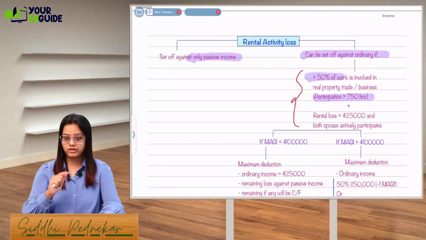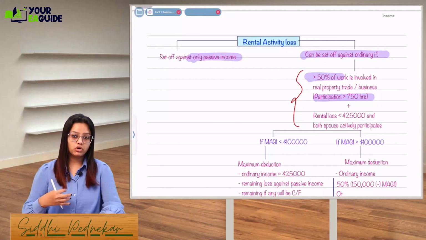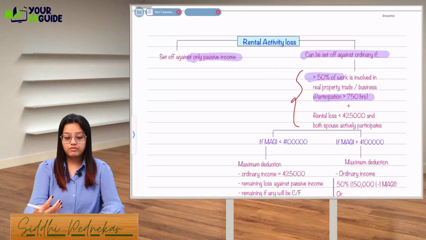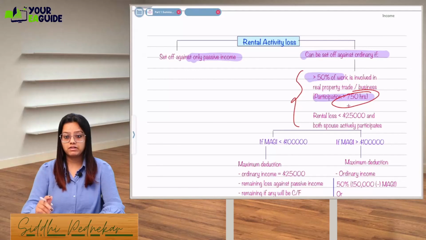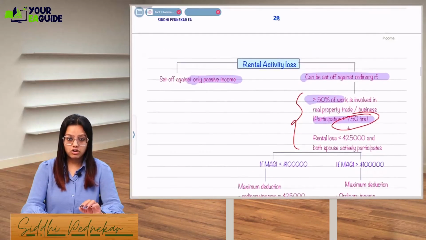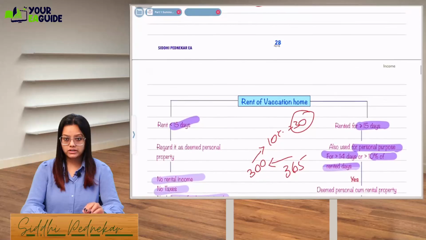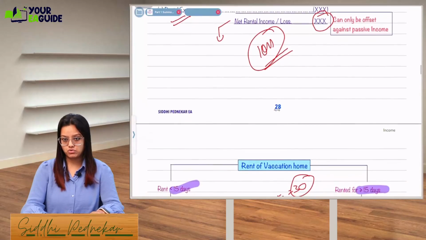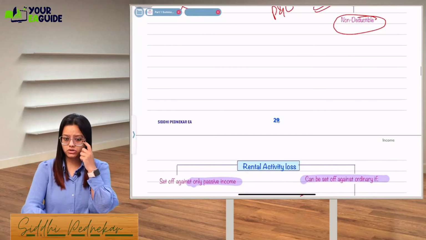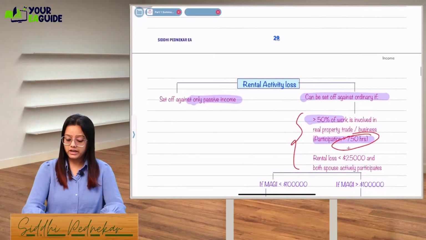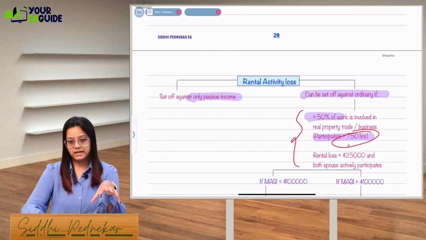They will provide you a lot of conditions. You have to check whether you are devoting more than 50% of work involved in real property and your participation is at least 750 hours. Plus the loss, when you calculate this, has to be less than 25,000. See, they have given the limit. Up to 25,000 only you can deduct as a rental loss from your ordinary income.